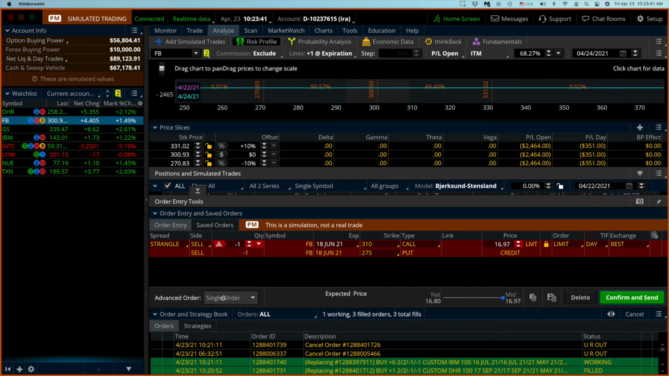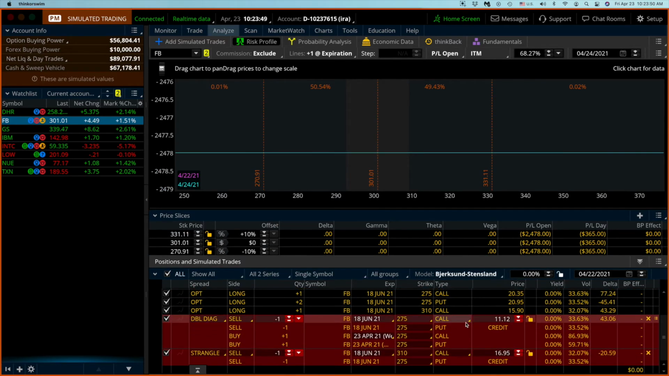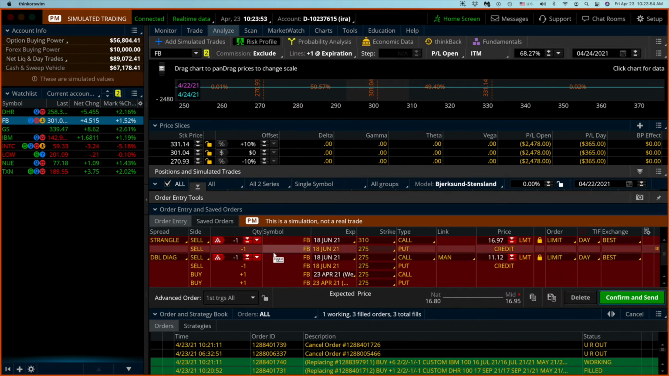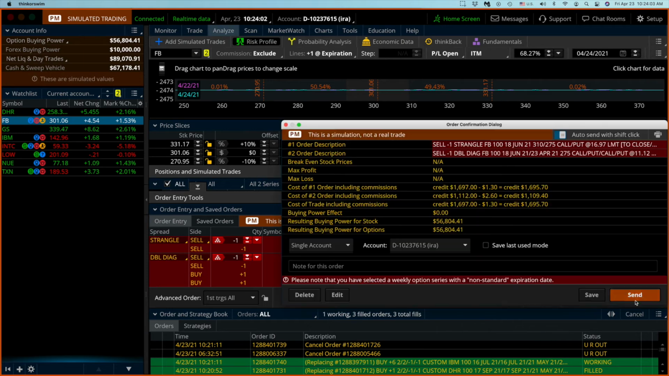And then we can say, okay, once the first one is filled, we can fill the other. So we say one triggers all. Okay, and then we make the second portion, create duplicate. And here they are. First the strangle will fill, then the diagonal. And confirm and send.